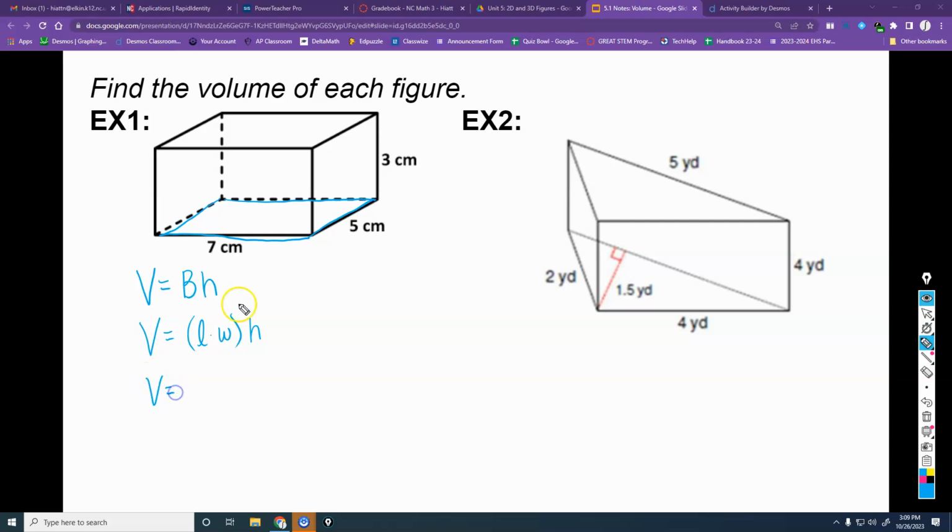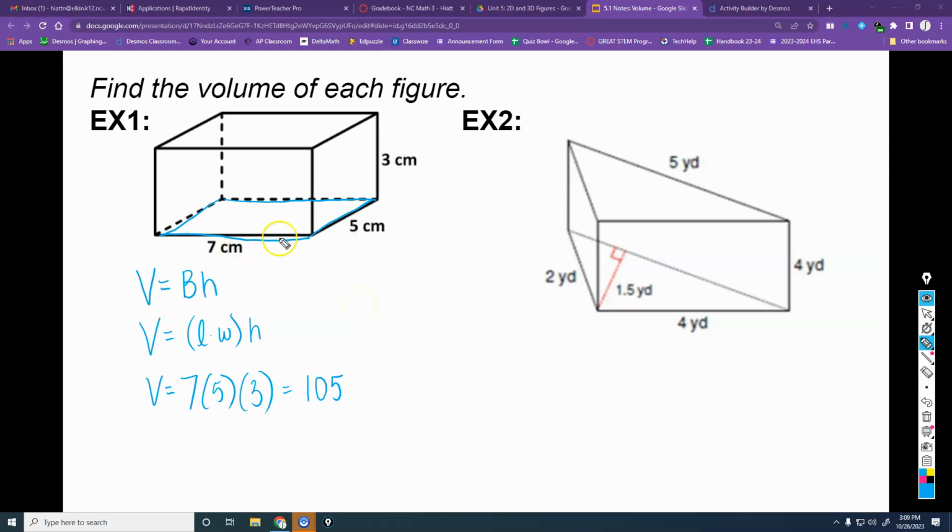And for this, that length would be 7. The width right here would be 5. And then the height of the prism is 3. There. And so if we multiply those together, we got 7 times 3 times 5, which is going to give us 105. We do want to put units with all of our answers.